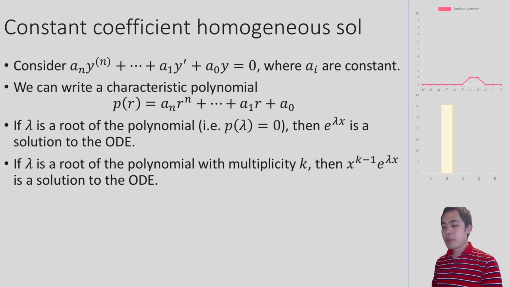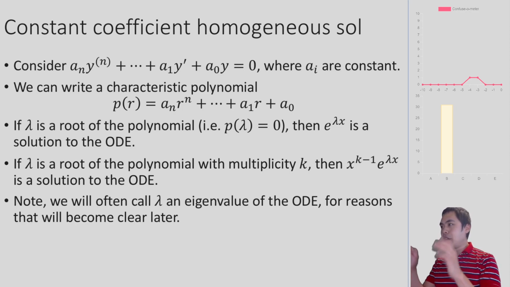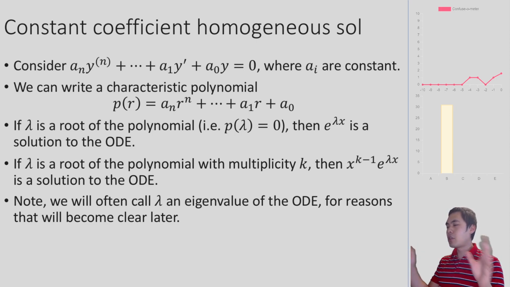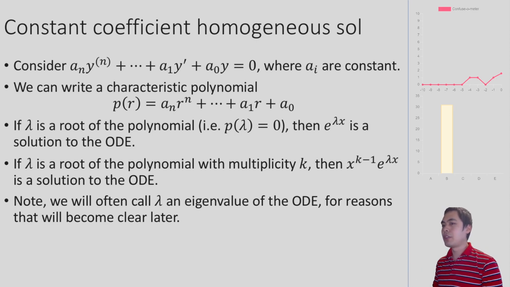As a brief preview of something we're going to talk about probably next week, maybe the week after, we'll often call lambda an eigenvalue of the ODE. This is for reasons that will become clear later. This is closely related to the eigenvalues of a matrix for reasons that we will go into later. So in case I accidentally use that term, just try not to be confused. So let's give some examples of this.